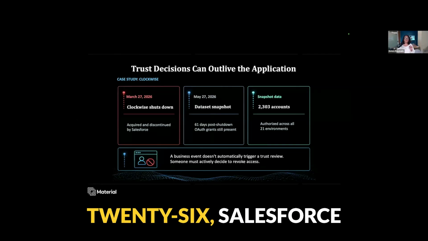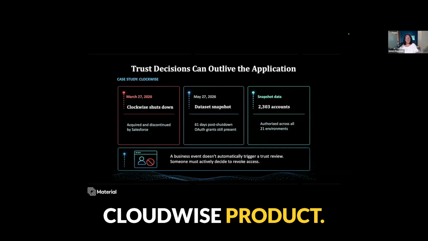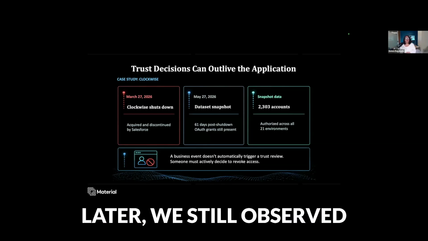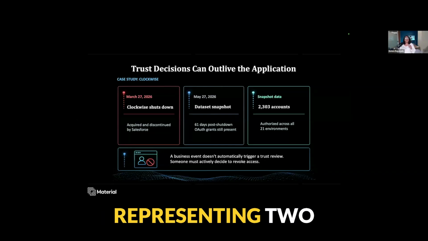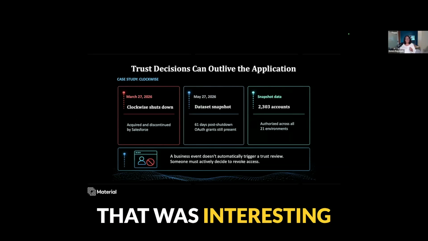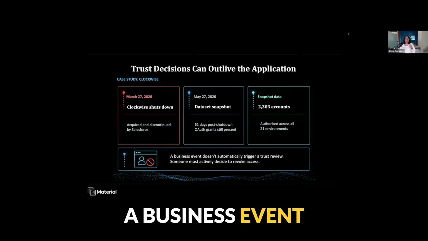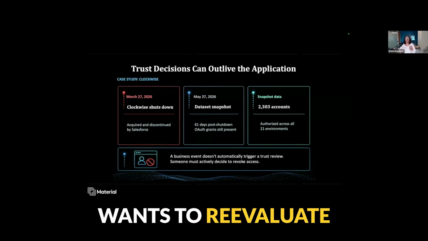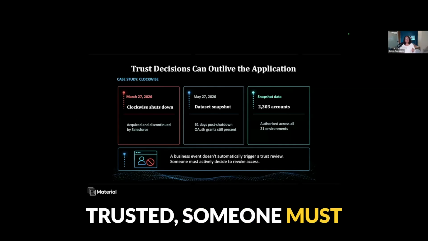On March 27, 2026, Salesforce announced that it was shutting down the Clockwise product. Our dataset snapshot was taken on May 27. About 2 months later, we still observe Clockwise OAuth grants across all 21 enterprise environments, representing 2,303 accounts in our telemetry. That was interesting because it exposed something much bigger than Clockwise. A business event doesn't automatically trigger a trust review. If an organization wants to reevaluate whether an application should continue to be trusted, someone must make that decision.